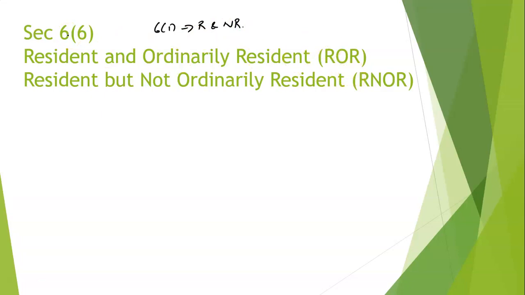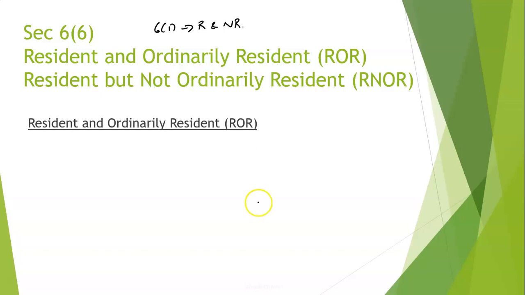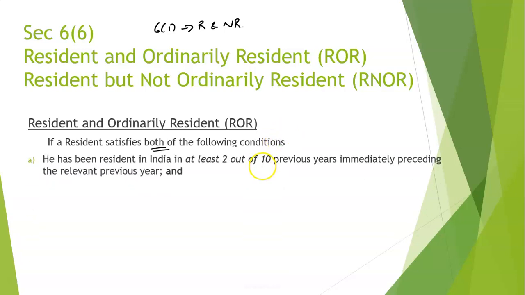Now again here we have 2 conditions. If a resident individual satisfies both conditions, in 6.1 it was just satisfying one condition out of the two, here satisfies both conditions. If that's the case, a resident shall be treated as an ROR. If he doesn't satisfy both the conditions, then RNOR. Let's see what those two conditions are.